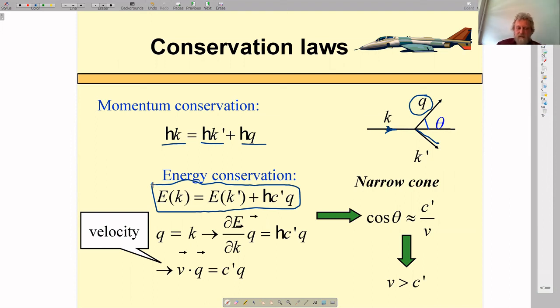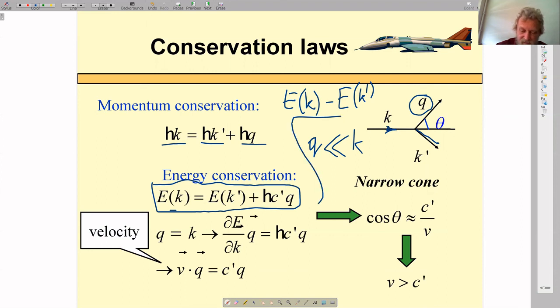Now let's make it in numbers. First of all, it's reasonable to assume that Q is much smaller than K. Right. So we can linearize this equation. K minus K prime. Let us see, that would be this, which means the velocity of the electron times the vector Q. And that has to be equal to the modulus of Q. Right, so we reduce it to this equation.